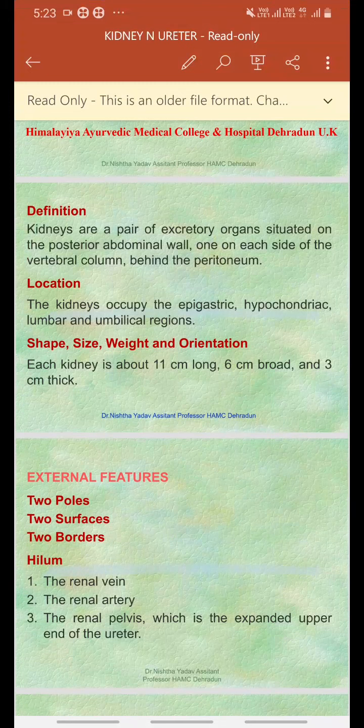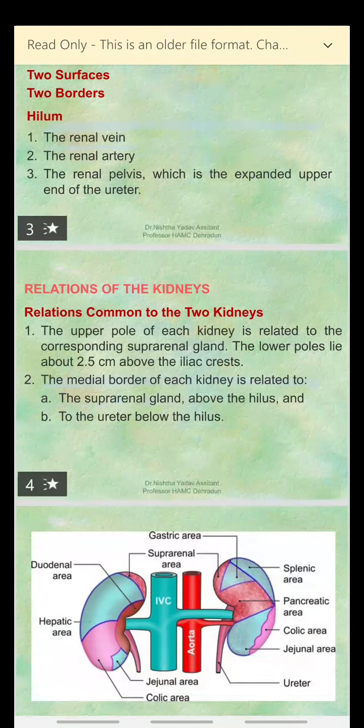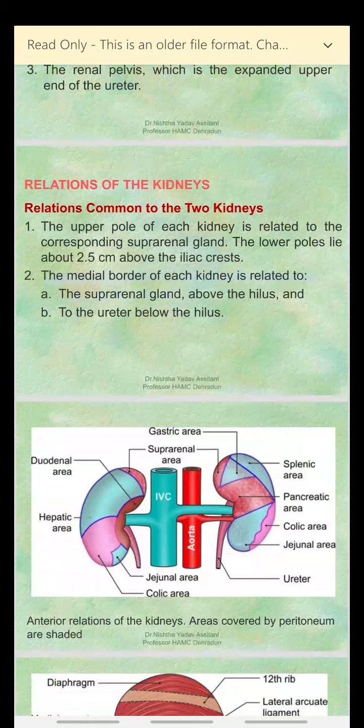Now comes the external features of the kidney. The kidney is composed of 2 poles, 2 surfaces and 2 borders. The 2 poles are the upper pole, where the suprarenal area is written, and the lower pole, where the jejunal area is written. So these are the 2 poles of the kidney.